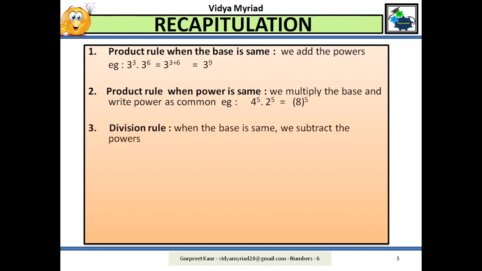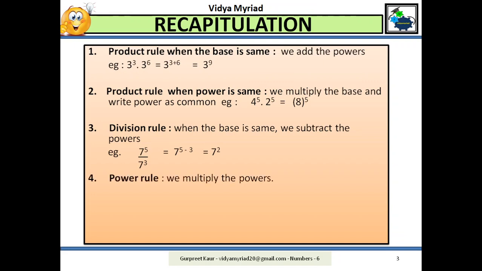The next rule is the division rule, which you very well know. When you have to divide, you subtract the powers. So it will become 7 raised to power 5 minus 3, which is equal to 7 raised to power 2, or you can also write 7 raised to power 2 is 49 as your answer.